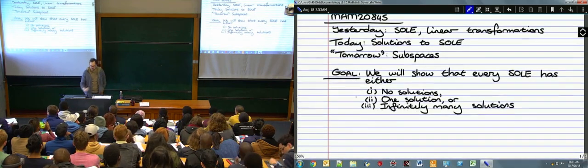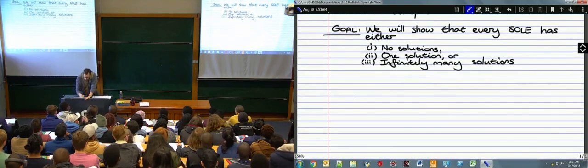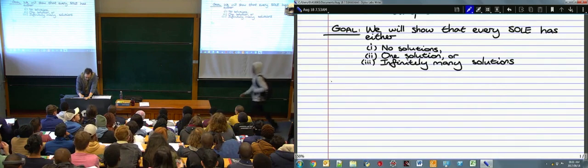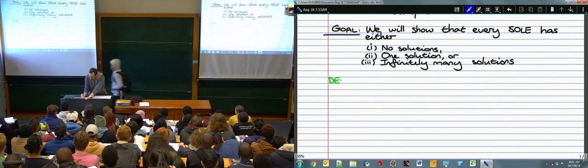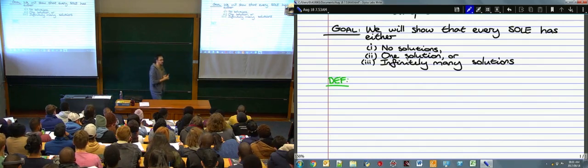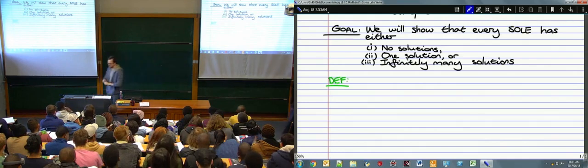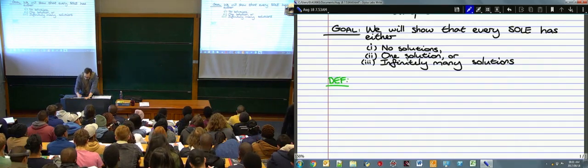Okay. So to start today, we just need to introduce a piece of terminology. We're going to distinguish between two different types of systems of linear equations. We're going to distinguish between what are called homogeneous and inhomogeneous, or non-homogeneous systems. So let's write some of this down.